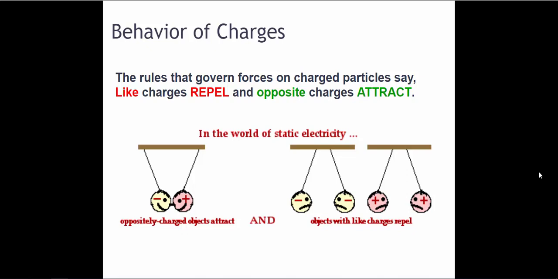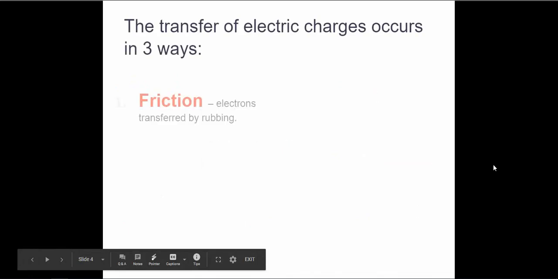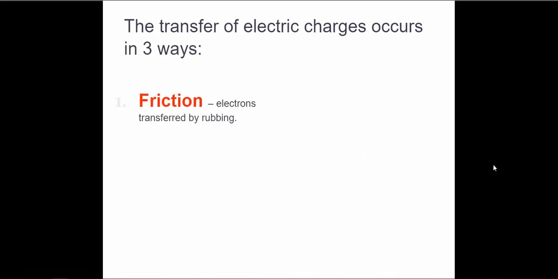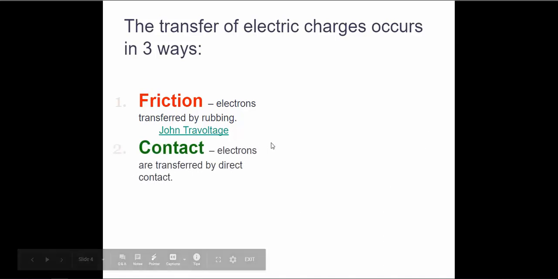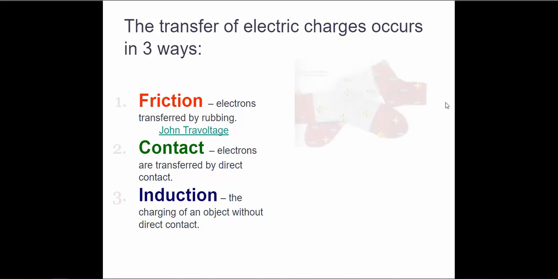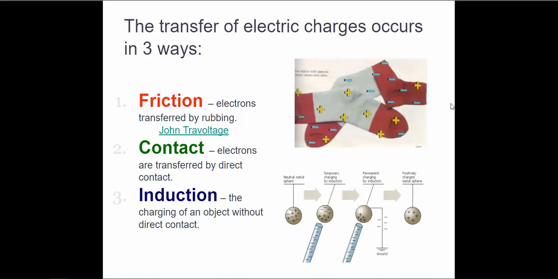So we have opposites attract and likes repel. And there are three basic ways to transfer charge. The first one is to transfer charge by friction. It's where two objects rub against each other. The second way is by conduction, or direct contact. It's technically called conduction. And then the third way is called induction. So I'm going to go through these three ways real quick.